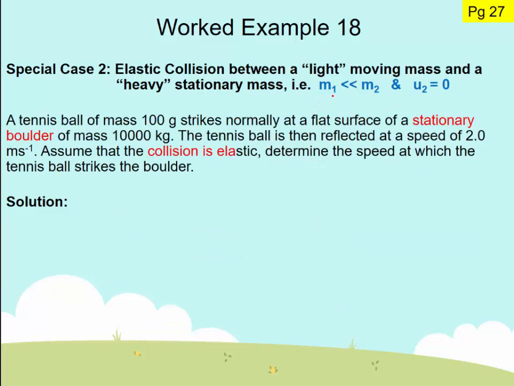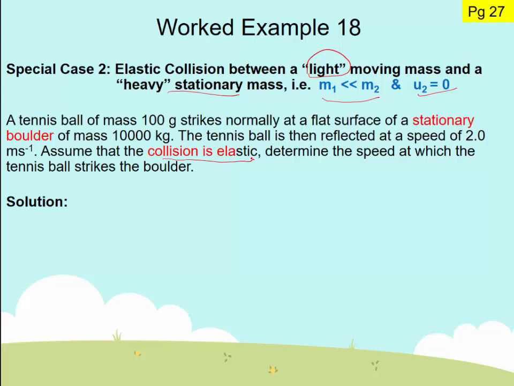Let's look at another special case. In this special case, we have a light moving mass and a heavy stationary mass. In other words, one mass is much smaller than the other and the heavy mass is stationary. So assume the collision is elastic.